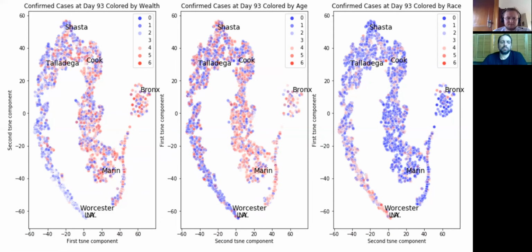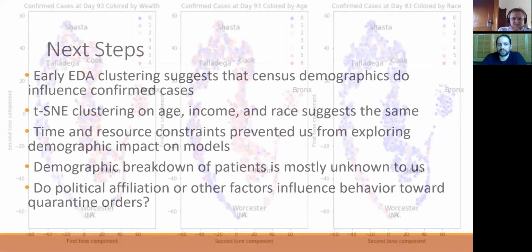As you can see, more than a few groupings of color appeared layered together in the t-SNE plot. Thus, we conclude that these parameters may indeed be a good indicator of relationships between the spread of COVID-19 and demographics.